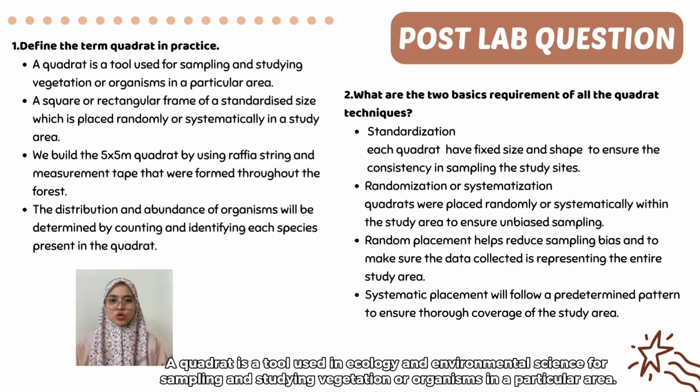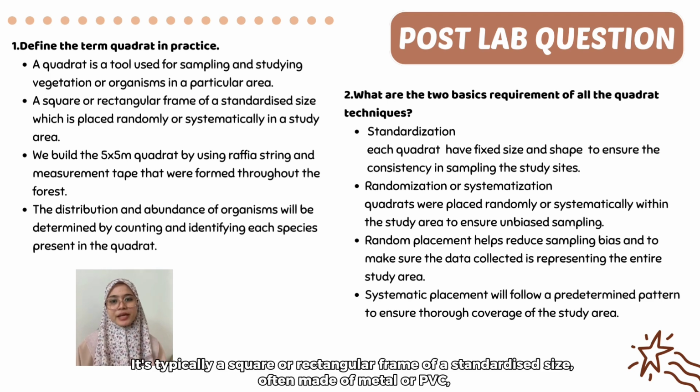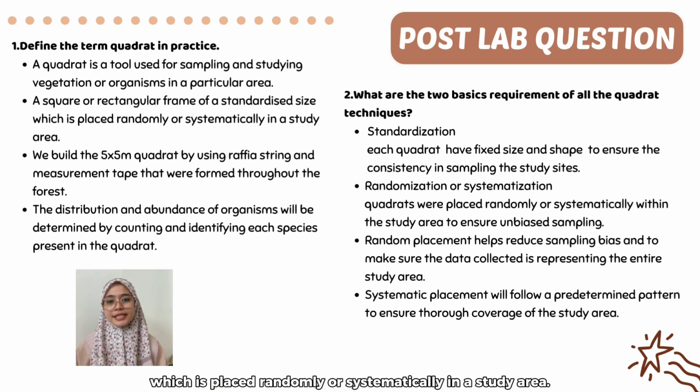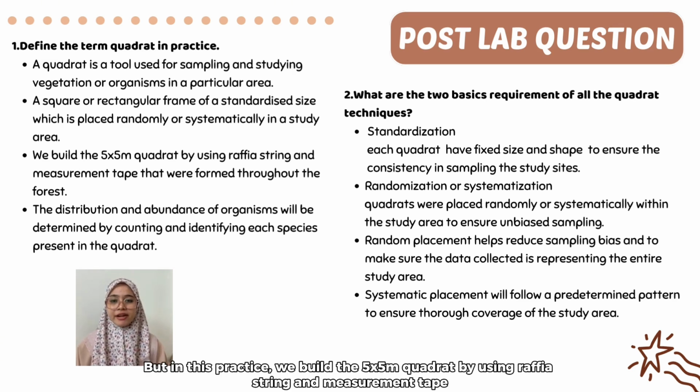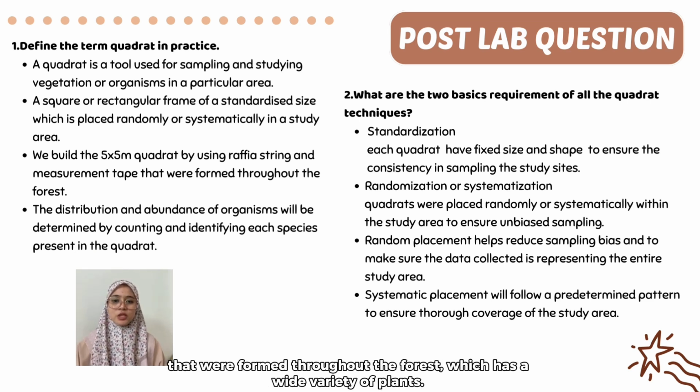A quadrat is a tool used in ecology and environmental science for sampling and studying vegetation or organisms in a particular area. It is typically a square or rectangular frame of a standardized size, often made of metal or PVC, which is placed randomly or systematically in a study area. But in this practice, we build a 5 by 5 meter quadrat using raffia string and measuring tape, formed throughout the forest, which has a wide variety of plants.